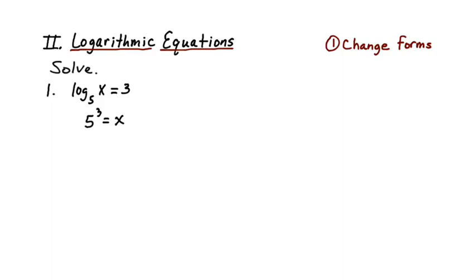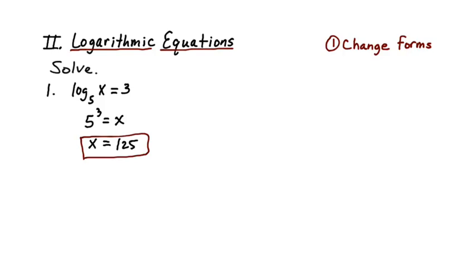Now I want to remind you that we talked about what I call the round the worlds, where we can check these when they're in log form. So it's 5 to the third power equals x. And so that's what we're doing here when we switch forms. Again, we have the three parts, and we're just rewriting this in exponential form. Of course, 5 cubed is 125, and so that's our answer.